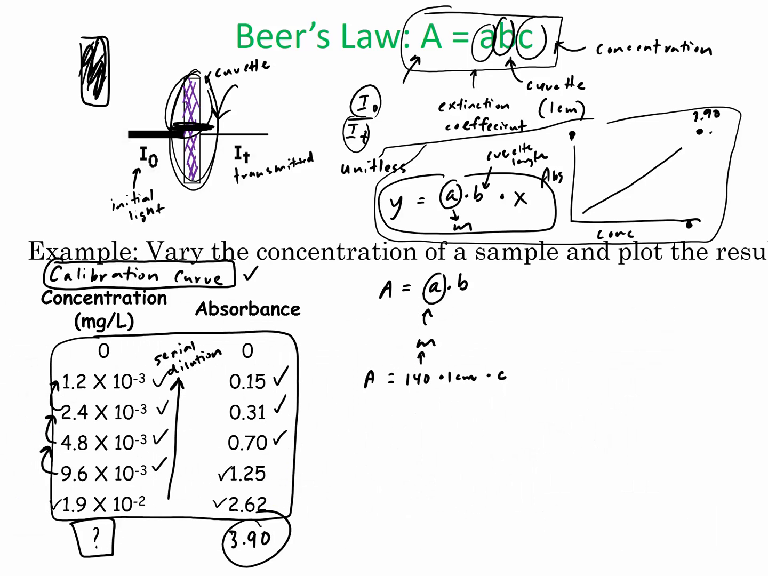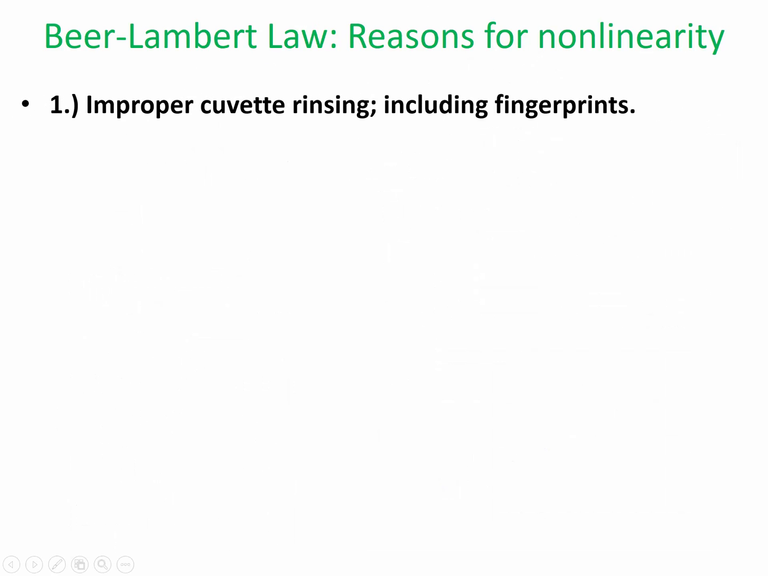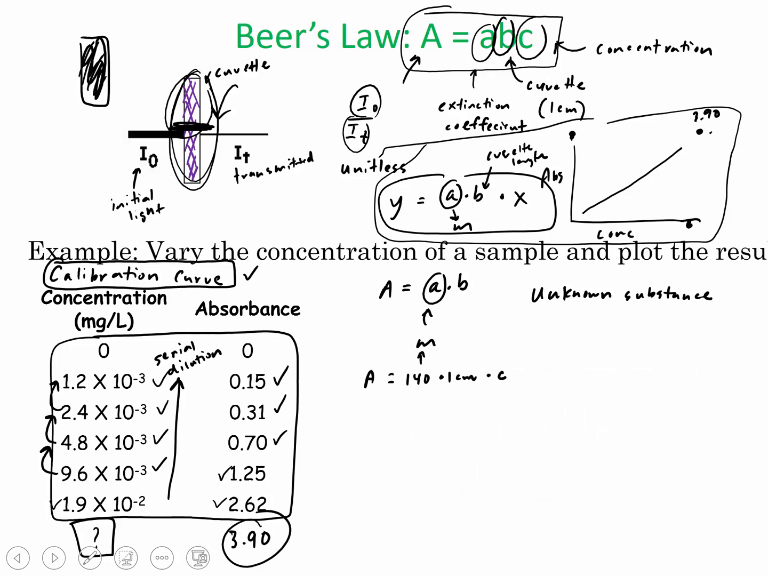Okay, so I'm going to ask a question here. Usually these are known, sorry. So you have a substance and it has an absorbance of 1.84. What's the concentration? It could be unknown, doesn't really matter. So to solve for concentration, now that you have the calibration curve, you can answer that question.